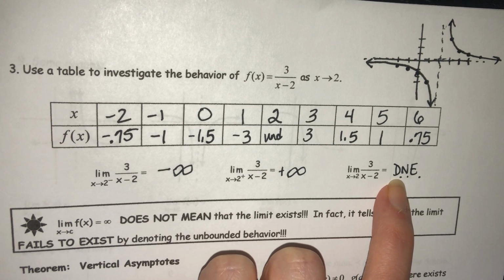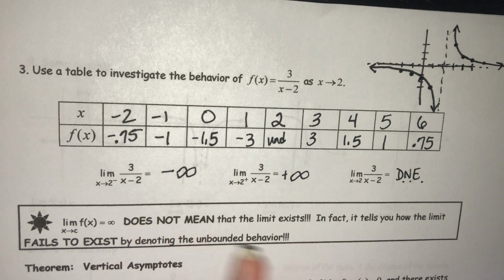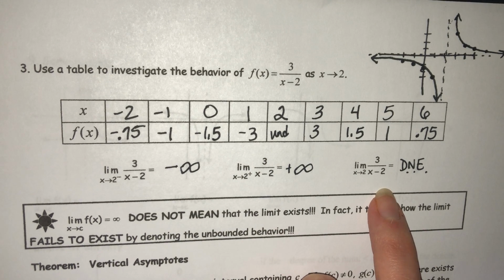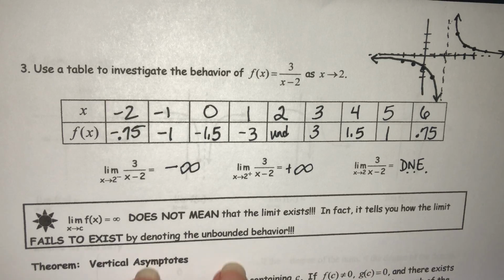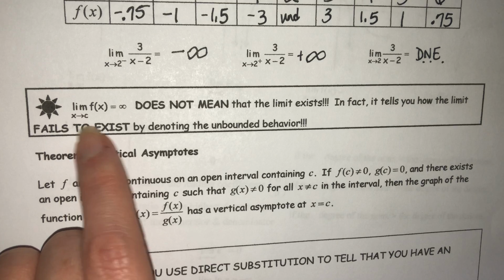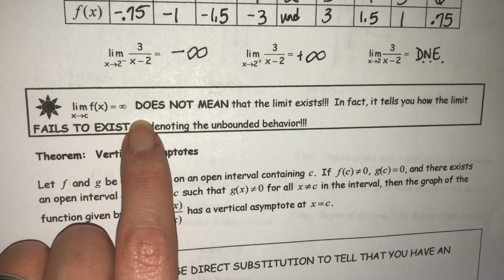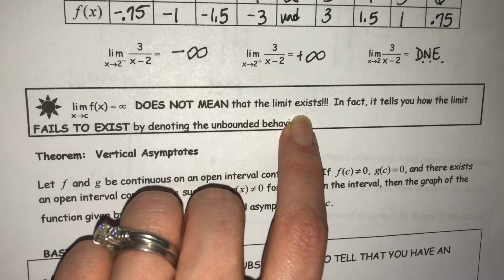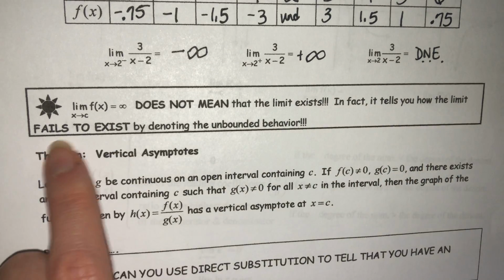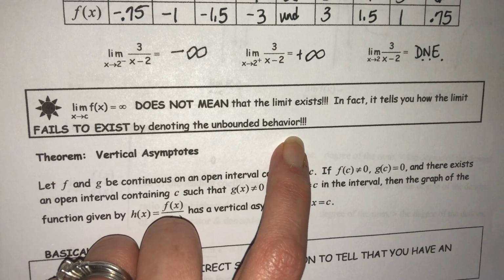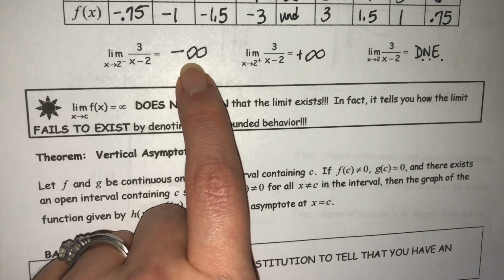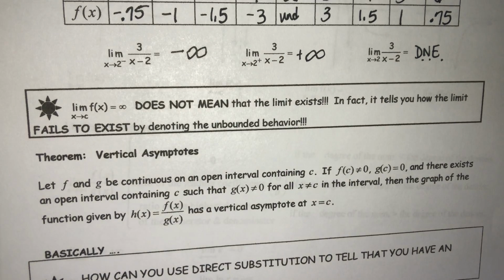This one, however, you cannot put a negative infinity or a positive infinity or a plus or minus infinity or anything along those lines and infinity at all. Since they're opposite directions, it just has to be does not exist. So notice in the little box here, it says the limit as x approaches c of f of x equaling infinity does not mean that the limit exists. In fact, it tells you how the limit fails to exist by denoting the unbounded behavior. So this is not really a numerical answer to a limit problem. It still does not exist.